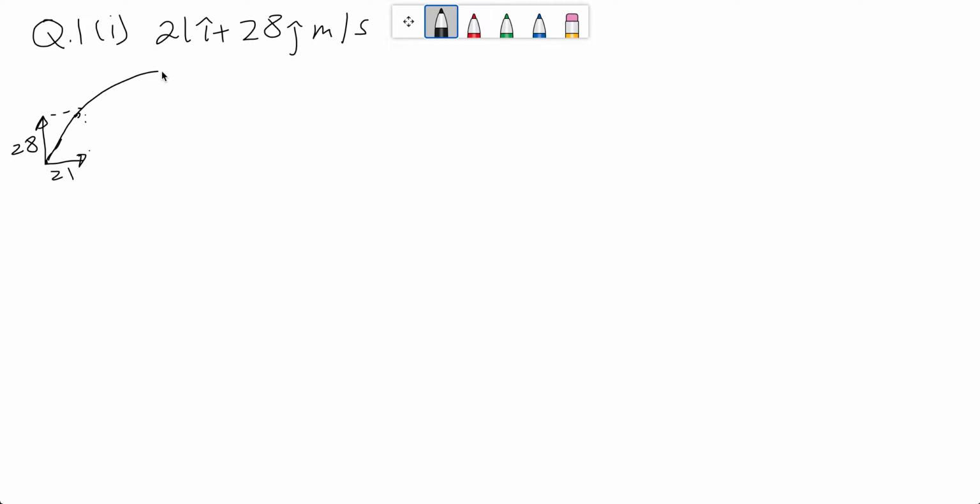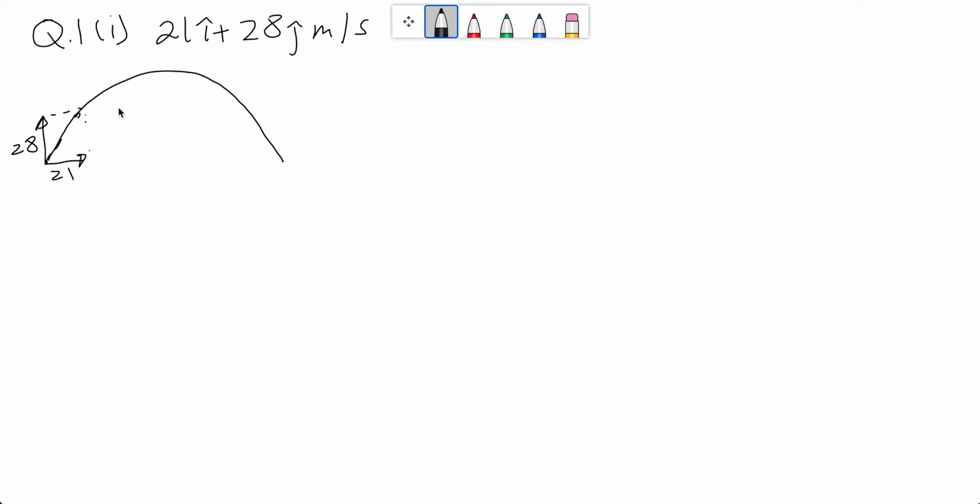Question 1, part 1, and we're told that it is traveling at 21i and 28j, and that's meters per second. Right, so what does that mean? That means that it travels initially up with a velocity of 28, and it travels this way with a velocity of 21. So that actually would give us the direction, if we wanted it, that it travels in. We don't need that. So this travels as a projectile, like so.